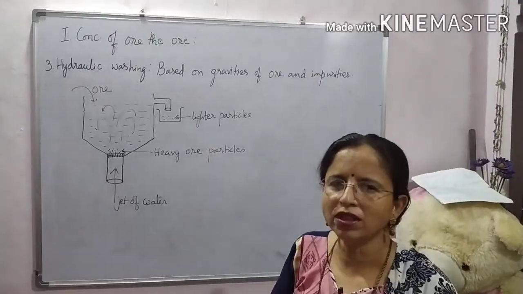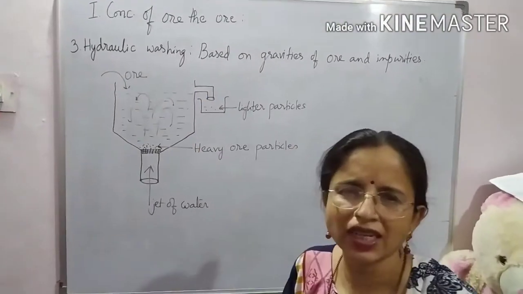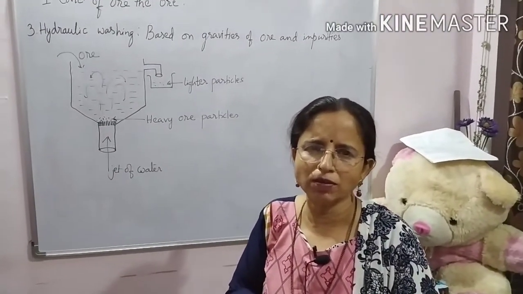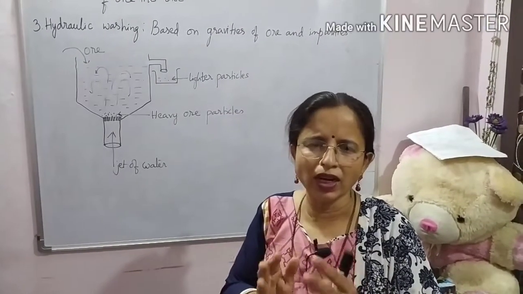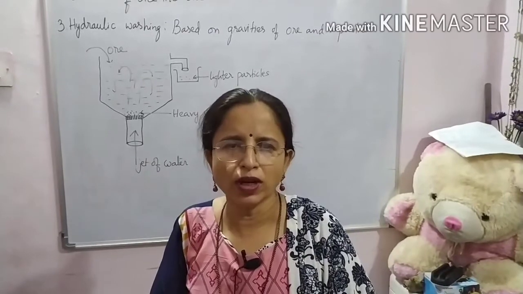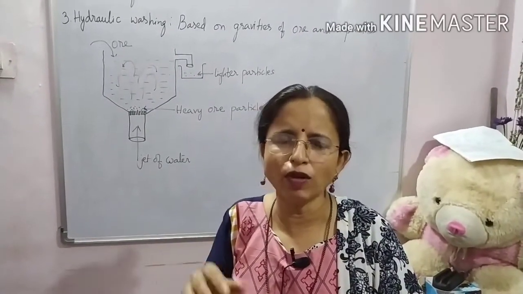The third method of concentration of the ore is hydraulic washing. As the name suggests, water is used for this concentration method. Here it totally depends on the gravities of the ore and the impurities. If impurities are lighter than the ore particles, then we follow this method.